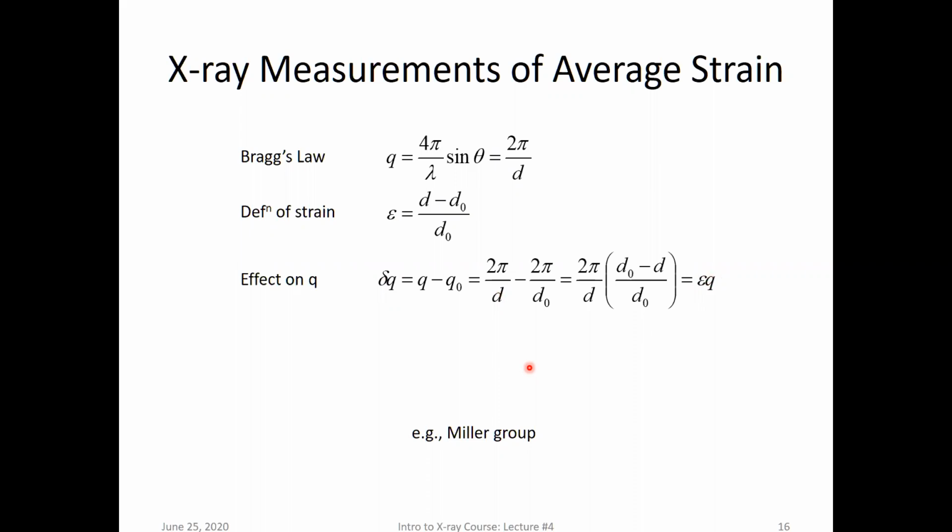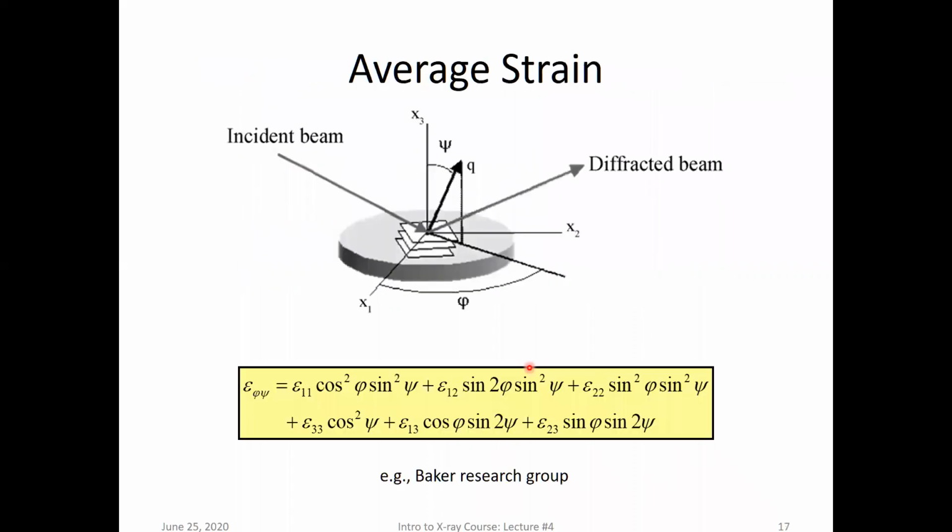For example, Professor Matt Miller's group. This is where they make their living. So there are various ways to do it. There are two components to strain: there's average strain and the inhomogeneous strain. And there are groups at Cornell that do a lot of this, the Schuss-Baker's group looking at the average strain.